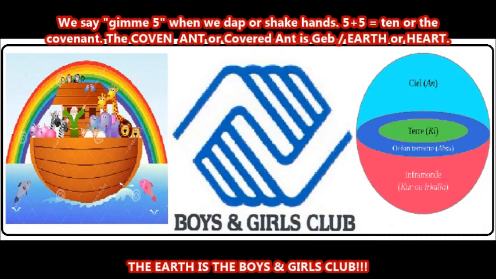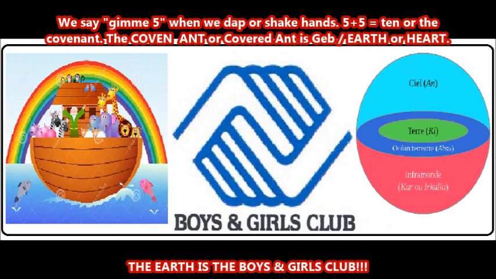So when you look at the way we greet, 5 and 5 coming together, we say, give me 5. If you look at the Boys and Girls Club in the middle, that's just them telling you the earth, because 5 and 5 is 10. And when they come together, as you can see with those two hands in the middle, when they lock up, they create an S in the middle.